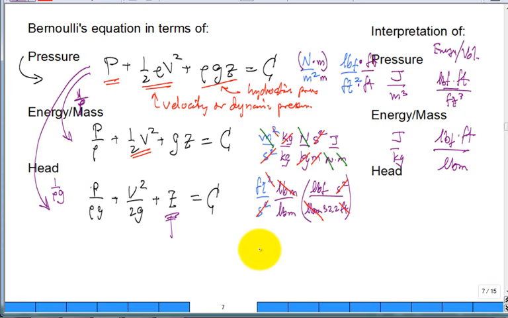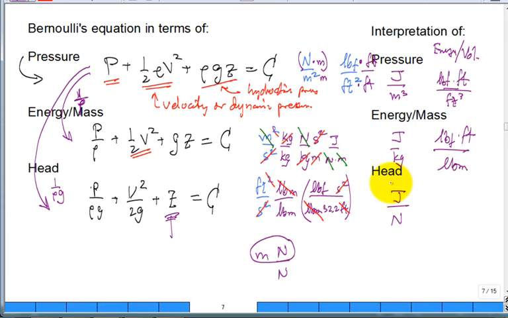So you can interpret this head in units of, just look at the units on this term right there. It's in terms of meters. But if I multiplied by Newton over Newton, what's a Newton times a meter? Joule per Newton. That's not so easy to interpret. Joule is energy, Newton is weight. Energy per unit weight. That's what a meter is. That's what a head is. It's a measure of energy per unit weight.